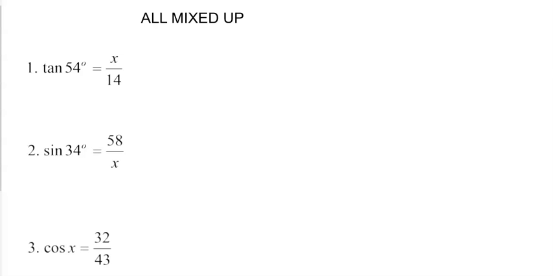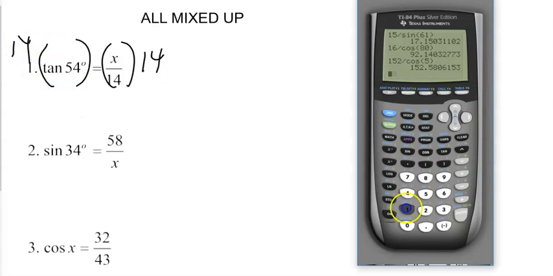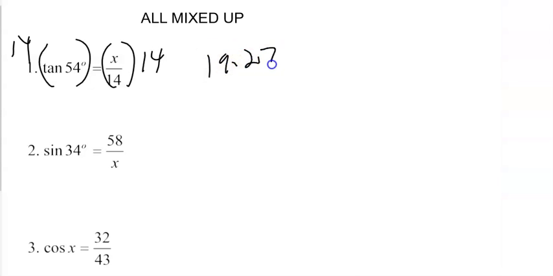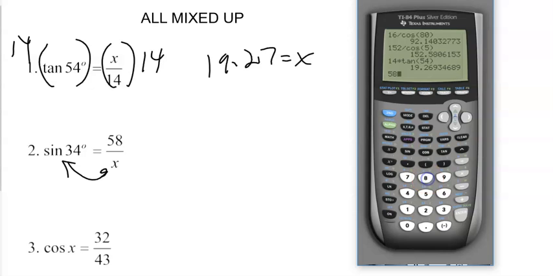Now, all mixed up. So, x is on the top, multiplied by 14. 14 times tangent of 54. 19.27. Careful with that rounding. X is on the bottom. Switch places. 58 divided by sine of 34. 103.72.